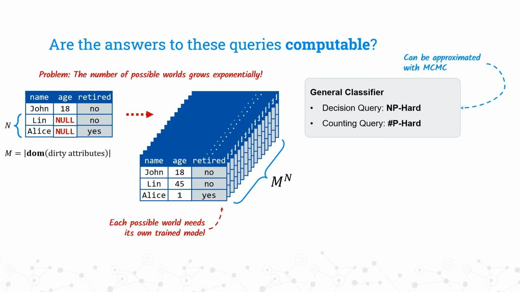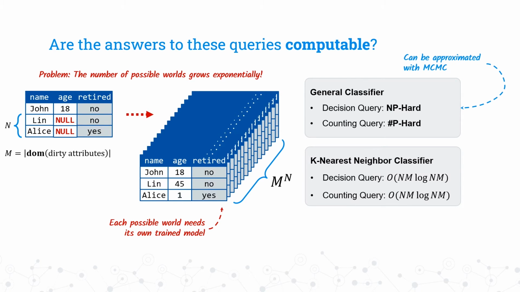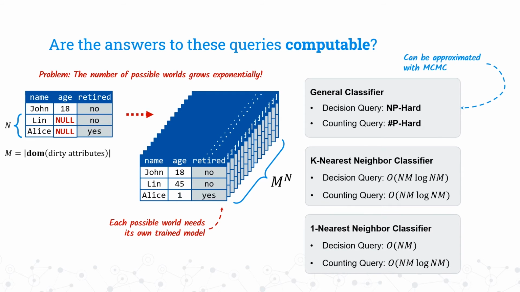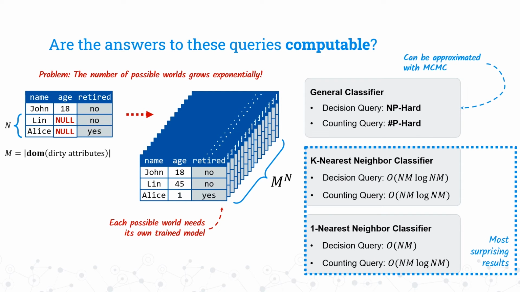This pursuit led us to explore a widely known model that has a very simple structure, the k-nearest neighbor model. With this model, we are able to construct algorithms with the complexity that is polynomial in the size of data. Furthermore, for the special case of the one nearest neighbor model, the decision query can be computed in time that is linear in the size of data. Needless to say that these results were quite surprising to us.